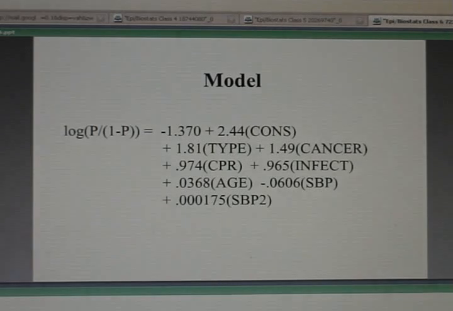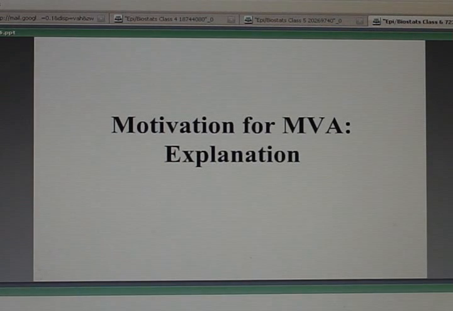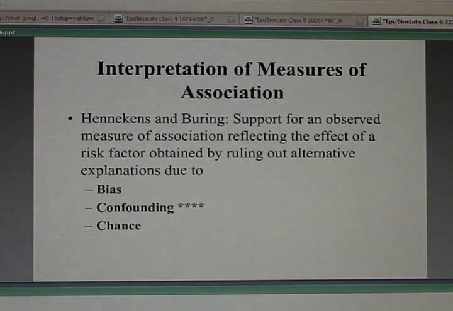Now, the reason I presented this is, why do epidemiologists build models like this? I think there are two reasons we build regression models in epidemiology. The first, and by far the most common reason, which was probably not the reason that the investigators built the previous model, but in general, the most common reason we build models is to explain associations between risk factors and outcomes.